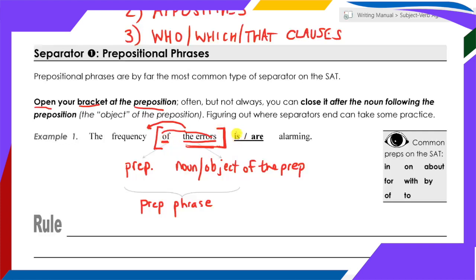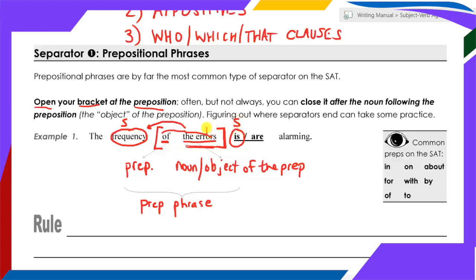Well, what would we say? Would we say the frequency is alarming, or would we say the frequency are alarming? Hopefully you said that you would say the frequency is alarming. Frequency is our subject. It is a singular subject. We need a singular verb.